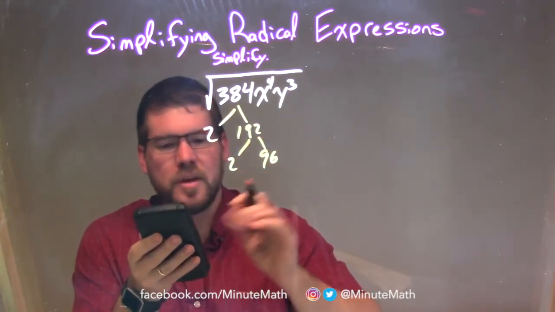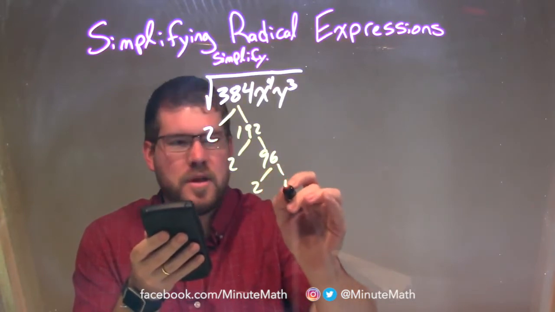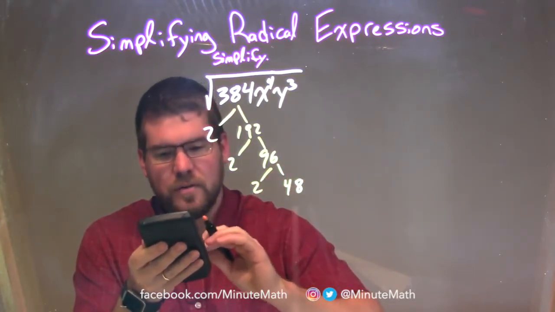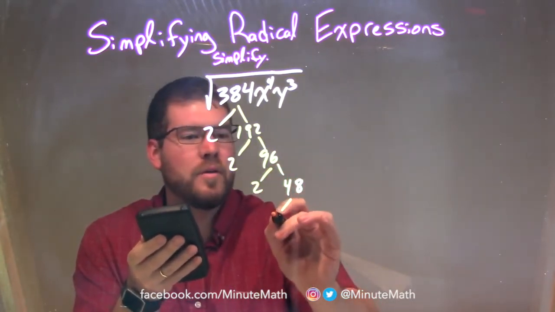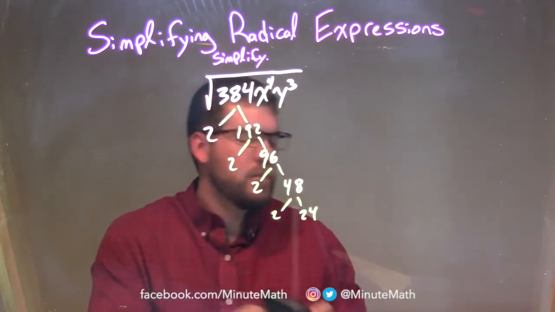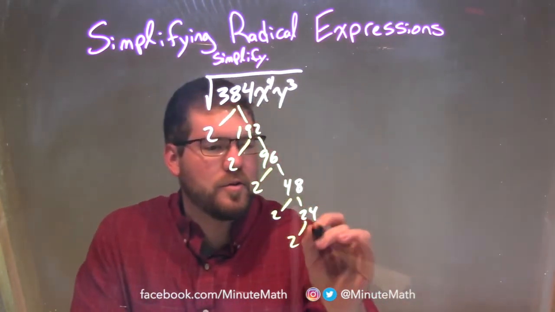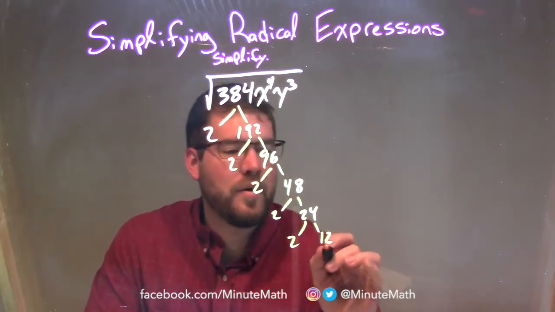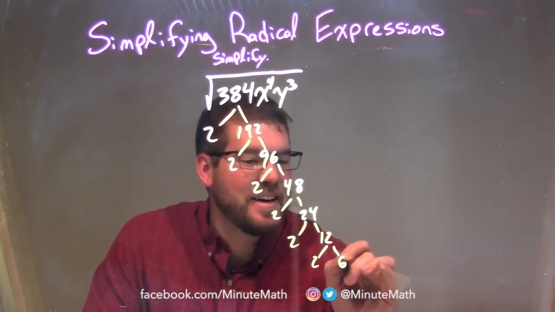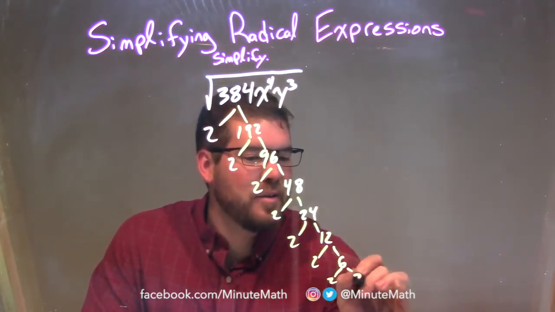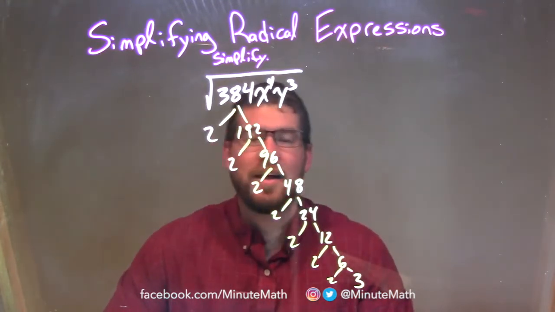96 divided by 2, let's just keep going here. 2 and 48. 48 divided by 2 comes out to be 24. 2 and 24. 24 divided by 2 is 12. And 12 divided by 2 is 6. And 6 is 2 and 3.